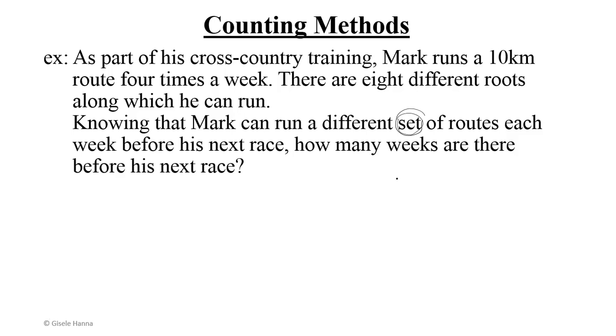However, in addition, since you're forming sets of routes, for example, if I have 4 routes available, road 1, road 2, road 3, and road 4, and I aim to choose 3 routes out of these 4, if I chose roads 1, 2, and 3, and then the next week I chose roads 1, 2, and 4, now that's a different set, even though it had roads 1 and 2 in common, because the set in total would be different. So, going back to finding the number of weeks before his race.